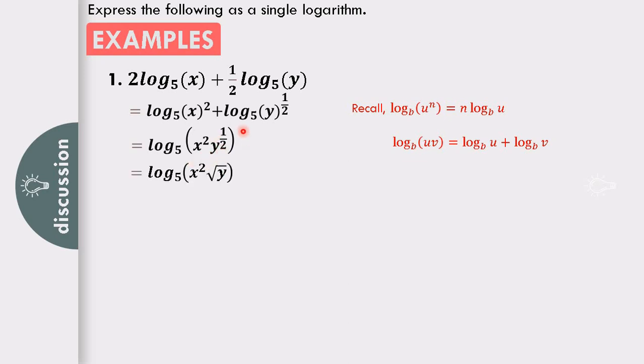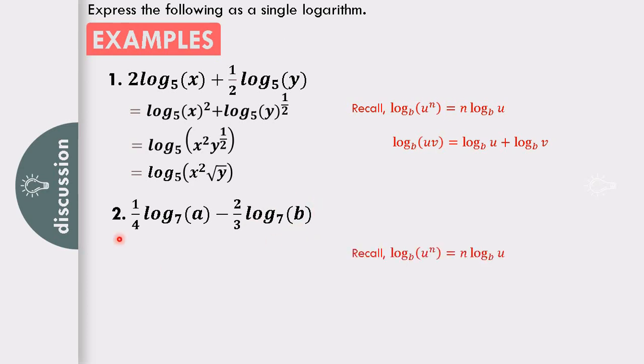And now the exponent that is a fraction, we will express into a radical. So we have logarithm of x squared times square root of y to the base 5. Number 2, we have 1/4 logarithm of a to the base 7 subtracted by 2/3 logarithm of b to the base 7. So all the multiplied constants will become the exponents. So we have logarithm of a raised to 1/4 to the base 7 subtracted by logarithm of b raised to 2/3 to the base 7.